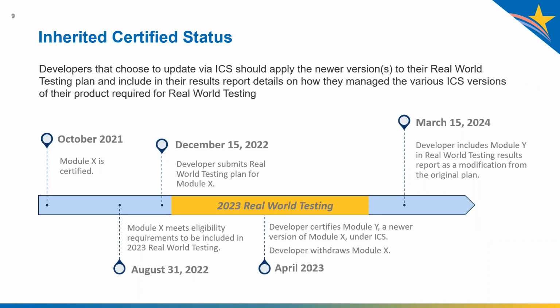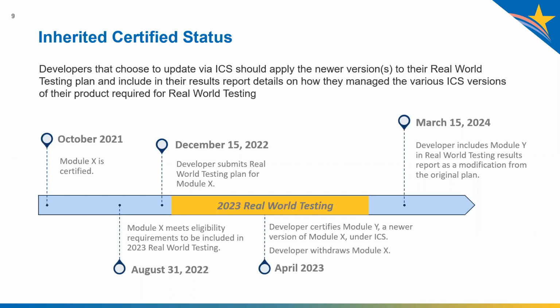And then you decide in April of 2023 you want to make some updates, and you certify Module Y. Module Y is a newer version of Module X. You certify Module Y under the inherited certified status flexibility. The developer then withdraws Module X because Module Y is the newer version, and so for whatever reason did not feel a need to continue to maintain the certification for Module X.